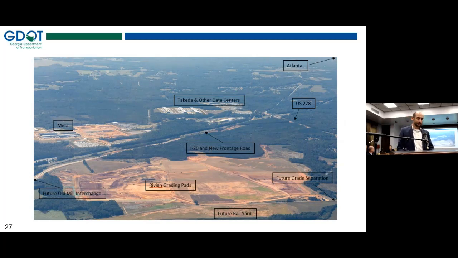So starting at the bottom and then working its way up, I talked about the CSX grade separation that we are constructing. That will allow for the creation of a future rail yard. You can see the location of that right adjacent to the Rivian grading pads where the facility will be. Our future Old Mill Road interchange is a little bit off this image to the left, just to orient you a little bit. And you can actually see our new frontage road already well underway, paralleling I-20 right there in the middle of the screen, going between the Old Mill interchange and US 278.